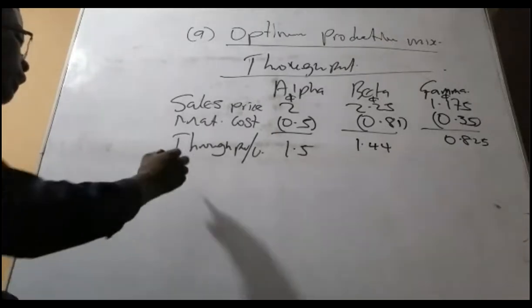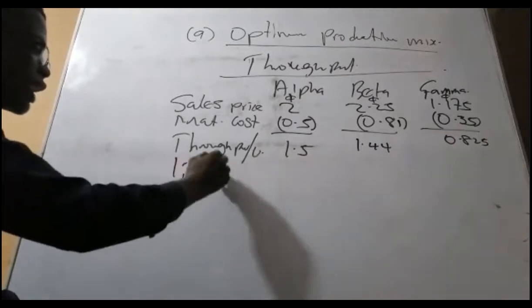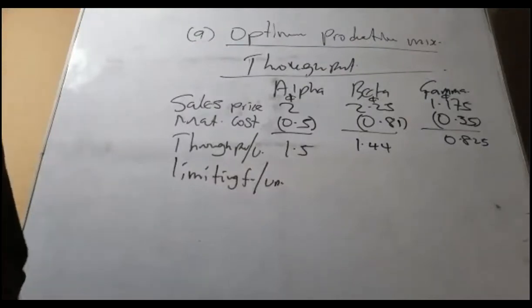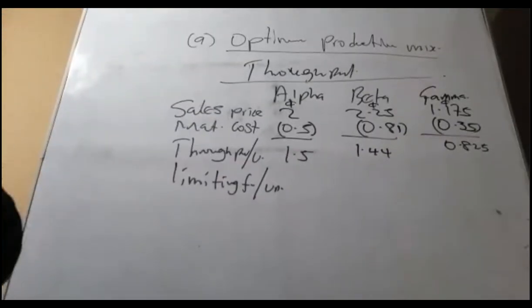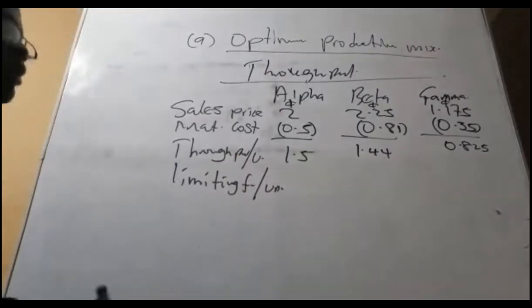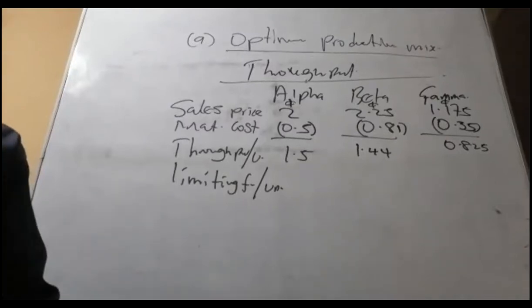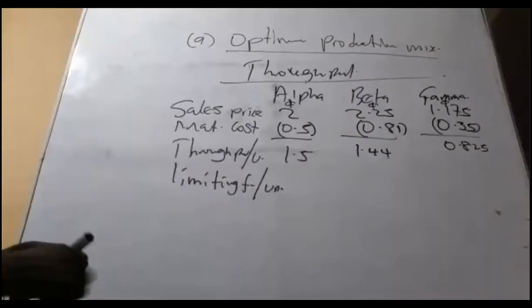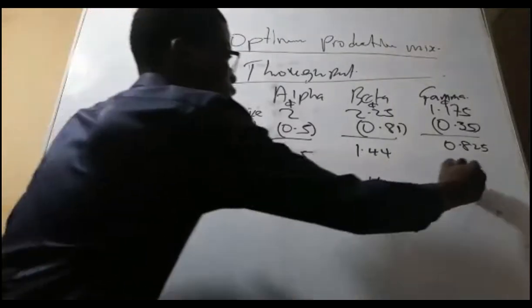So you have to bring the limiting factor here. The limiting factor that we have identified, limiting factor per unit. Which of the factors was the limiting factor? We identified the quality control. So go and pick the quality control time and then assemble them here for us. So let's go and pick the quality control time. So that's 342. Good. That's the quality control time. It was a limiting factor.